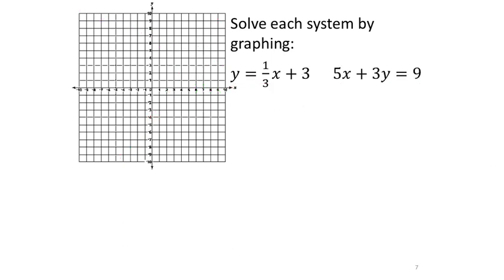Okay, before I do these, take a minute. You may need to pause the video, but try these two equations. See if you can find the solution, and then we'll go over it together. Okay, 1 minute.